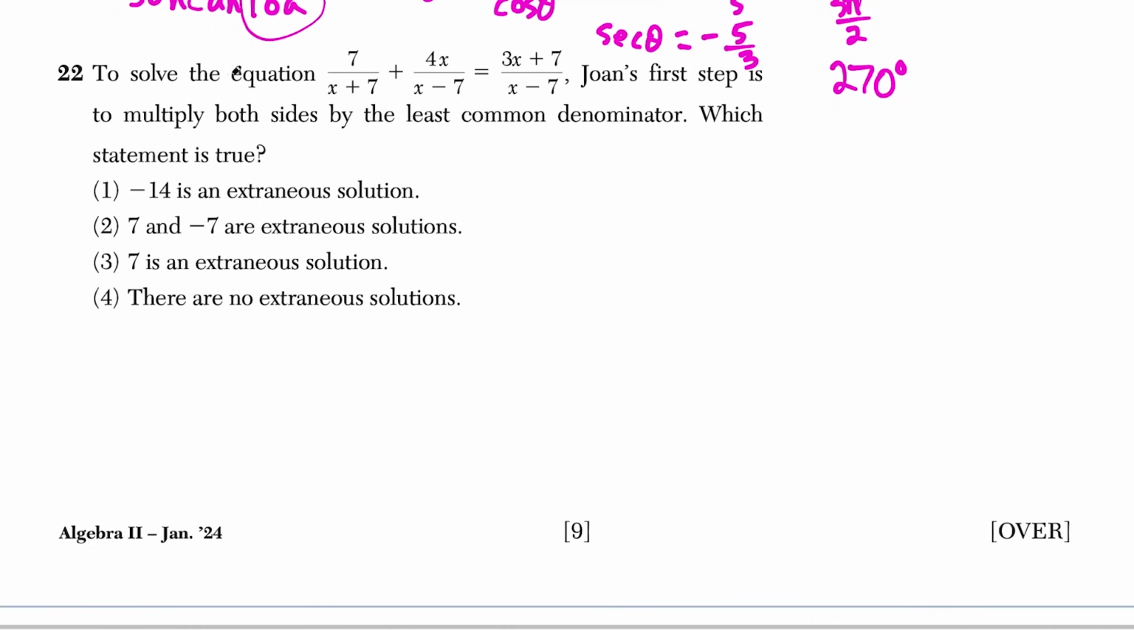Question 22, to solve this equation here, Jones' first step is to multiply both sides by the least common denominator. And we want to know which statement is true. And for this question here, there's a lot of statements here involving extraneous solutions. So the first thing I like to do when I solve a rational equation like this is I like to identify the x values that are just not possible.